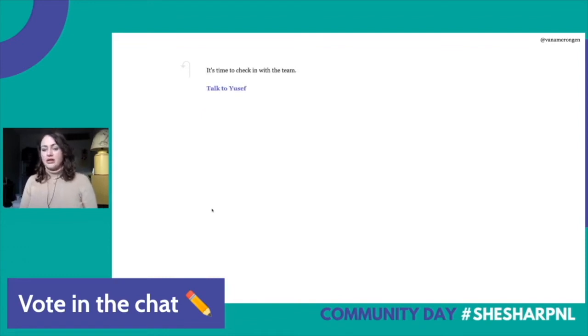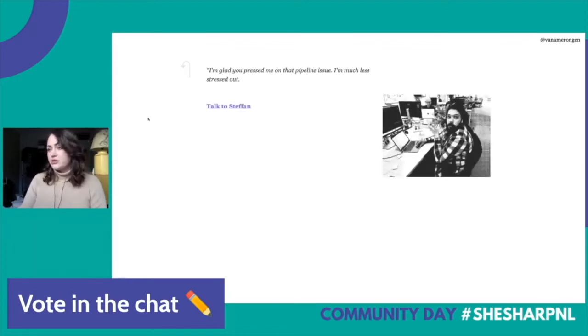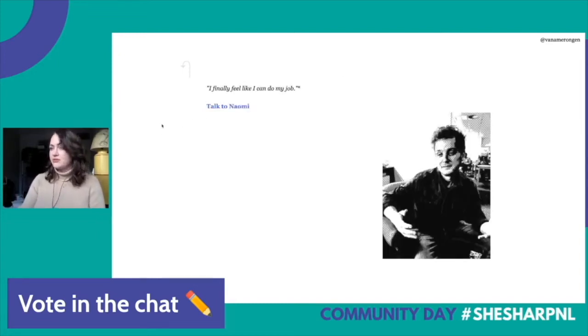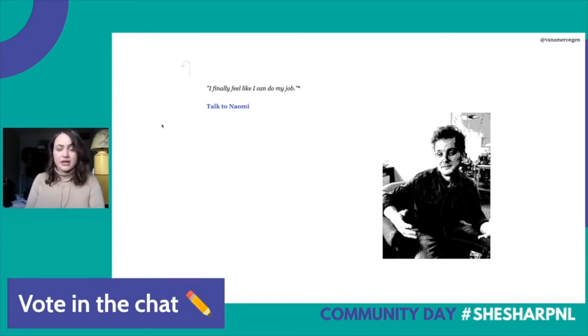Okay, so it's been a while, and it's time to check in with the team again. So you decide to have more one-on-ones. So first you talk to Yusuf. Yusuf seems a lot calmer than last time. So he says, I'm glad you pressed me on that pipeline issue. I have to admit, I'm a lot less stressed out than I used to be. So that's positive. And Stefan says, I finally feel like I can do my job. Whereas his catchphrase used to be, I feel like I can never get anything done around here. He seems to be a lot more content now.